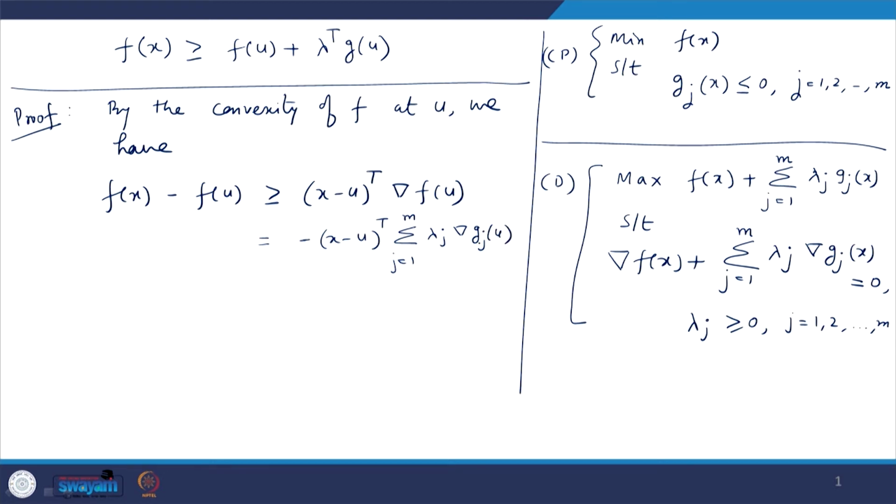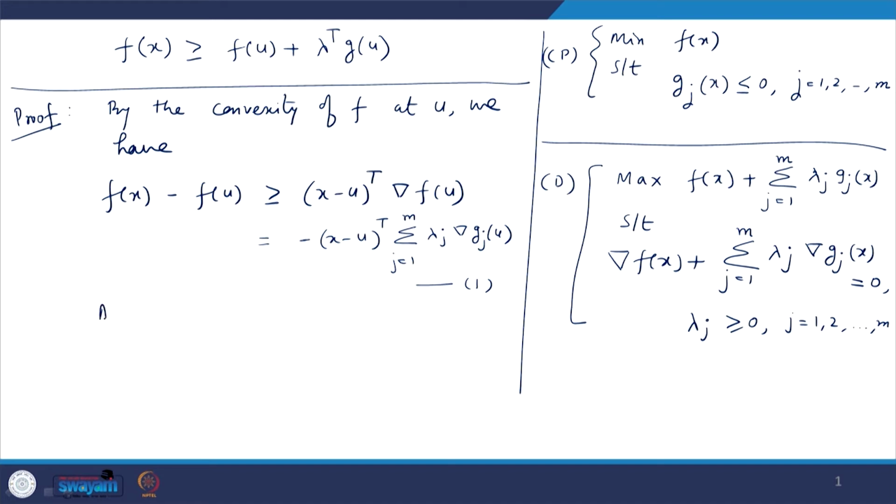This is because (u, lambda) is feasible for this problem D. So, you multiply both sides by (x minus u) transpose, and this quantity will be equal to the negative of (x minus u) whole transpose summation lambda_j gradient g_j(u). Call this inequality 1.